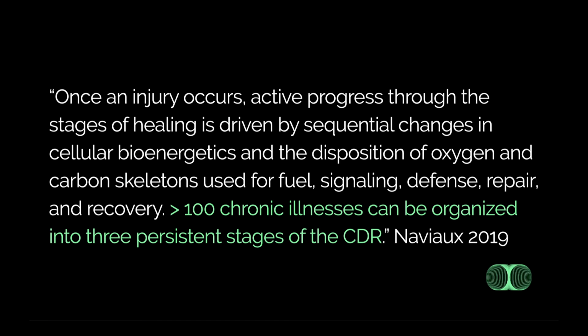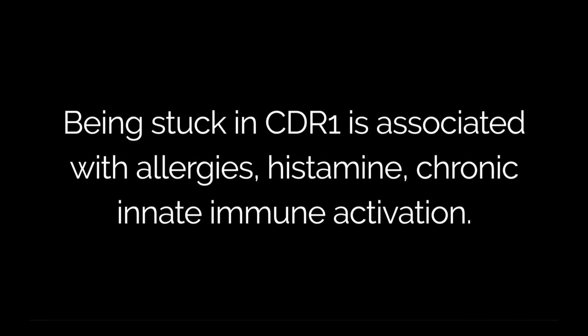Over 100 chronic illnesses can be organized into 3 persistent stages of the CDR. And this is totally consistent with my background in Chinese medicine and how we look at patterns, that we have more than 3 patterns, but we can really start to overlay these and really be able to see why people with such a wide variety of chronic issues can get better from similar processes that I take people through. Being stuck in cell danger response 1 is associated with things like allergies, histamine, chronic innate immune activation, mast cell activation, hives, that sort of thing.